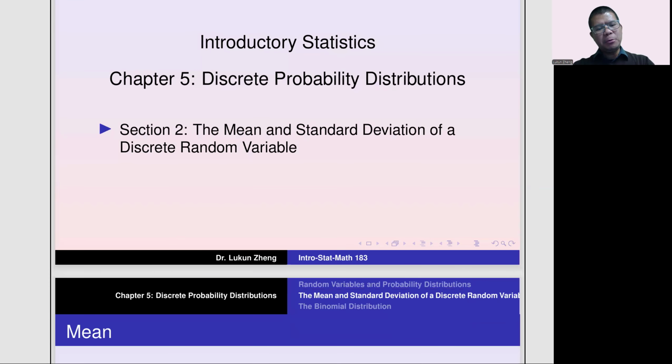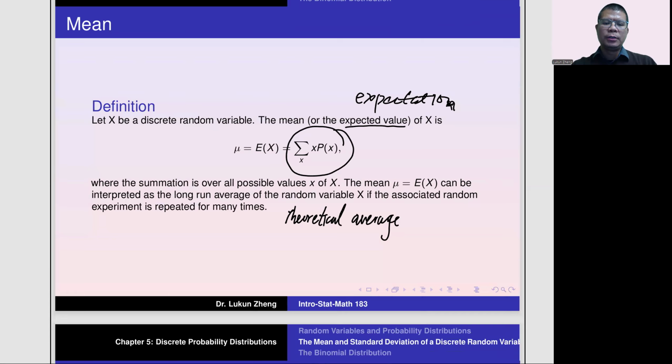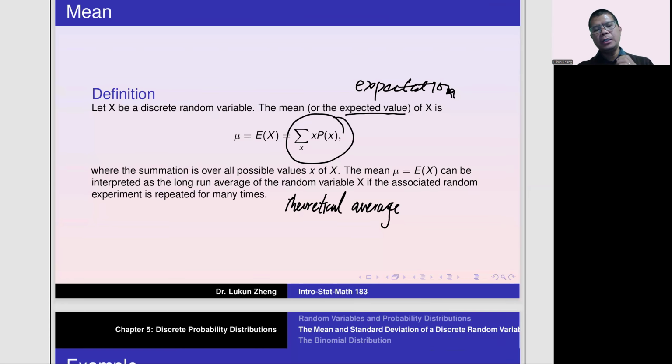Second section, 5.2: the mean and the standard deviation of a discrete random variable. Now X is any discrete random variable. Then the mean, by definition, is the sum of x times p of x. That's a theoretical average.